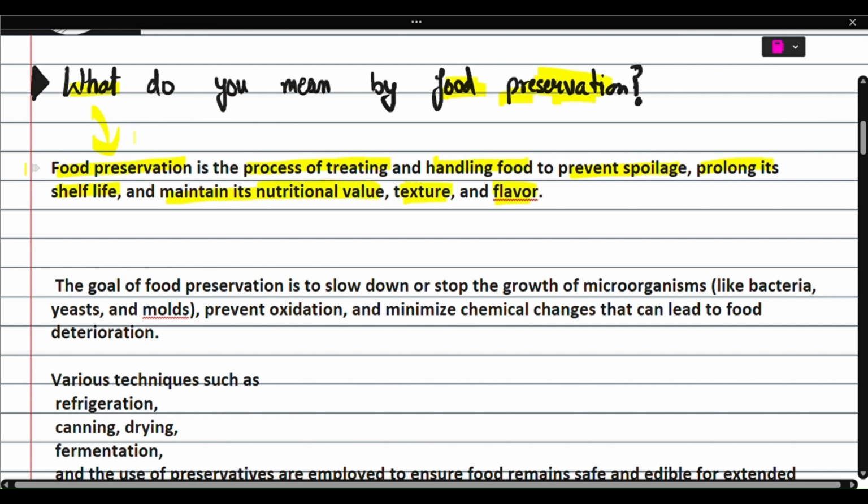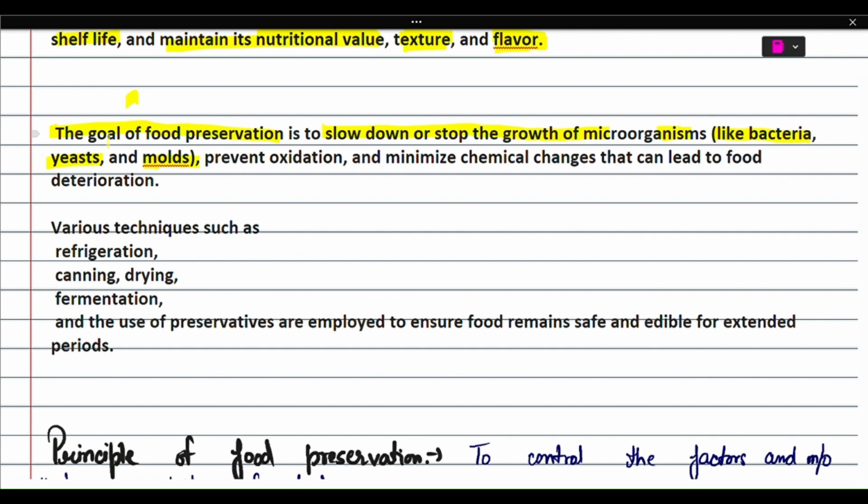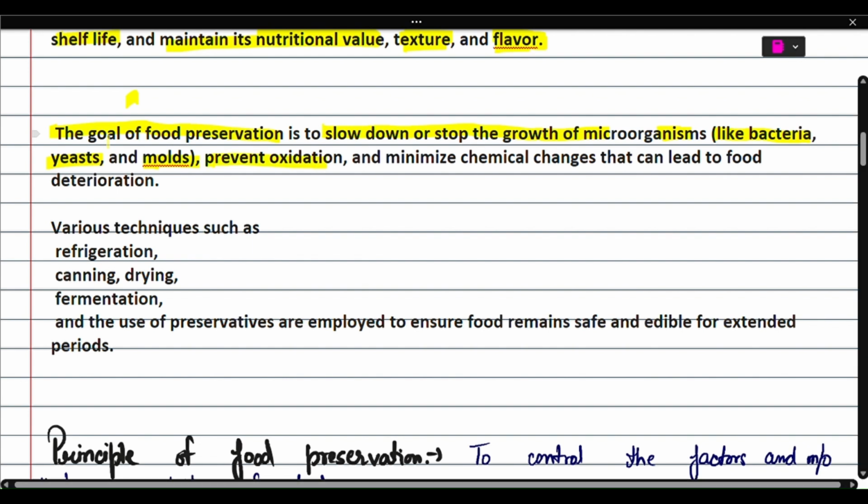Okay. So the goal of food preservation is to slow down or stop the process of microbial growth, such as bacteria, yeast or molds, which oxidize or spoil the food. Food preservation prevents oxidation, and it also minimizes the chemical changes in the food, which stops the deterioration of the food. Here are the various techniques which can be used for food preservation.